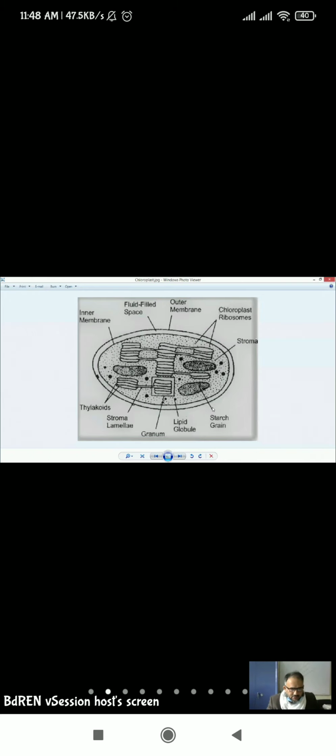However, look here. This is a very important structure basically. First, we try to introduce the structure, which you already know. It is also a bilayer membrane. It has an inner membrane and an outer membrane. Look here. This is the inner membrane. This is the outer membrane. And inside these two membranes, fluid is present. However, go inside. There is a structure basically. Look here.